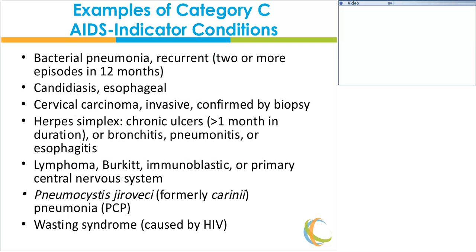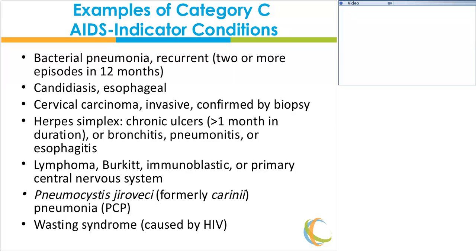Some examples of AIDS indicator conditions. Again, this is a partial list. The entire list, and it's a very comprehensive and distinct list of diagnoses, can be found on pages 88 and 89 of our HRSA Clinical Guide. I'll just mention that bacterial pneumonia is not PCP pneumonia, but it's simple community-acquired pneumonia that a patient would have 2 or more episodes in 12 months, and that would be an AIDS-defining illness.